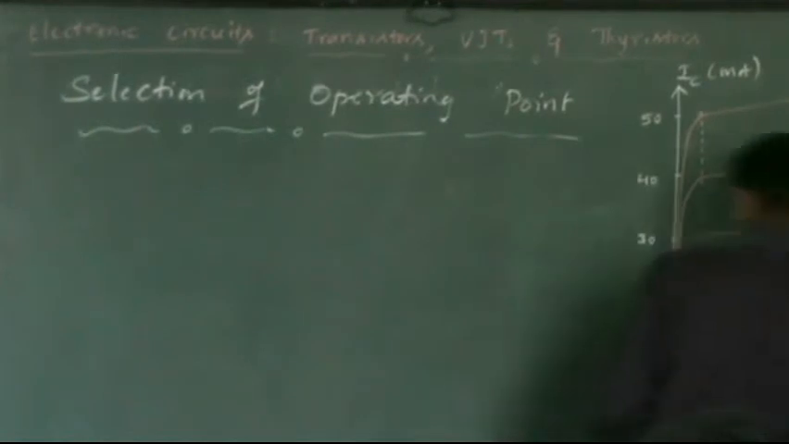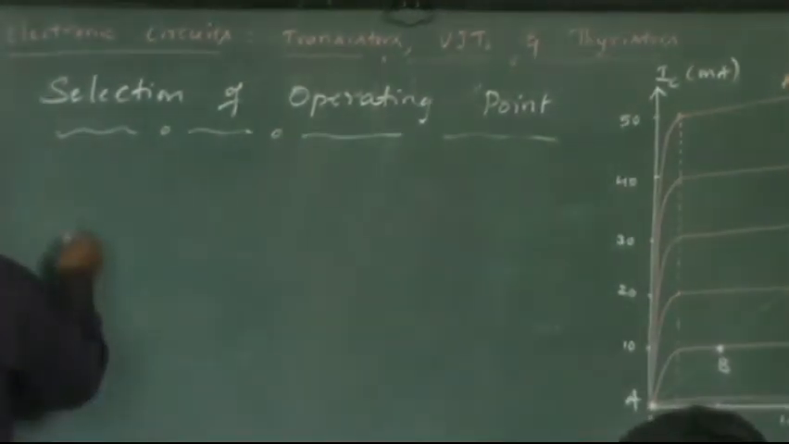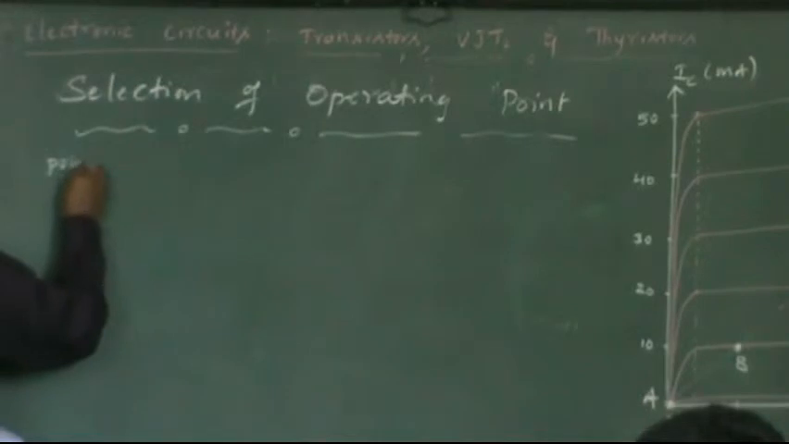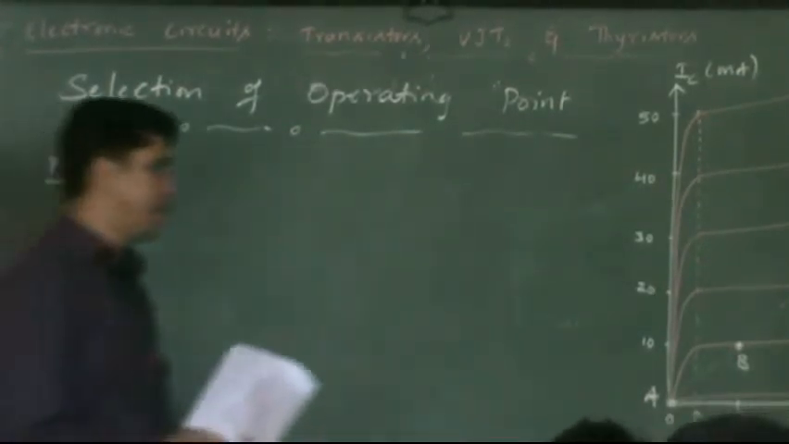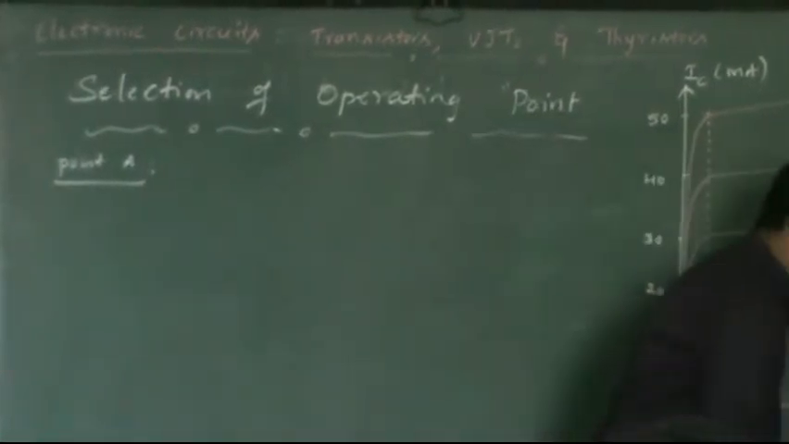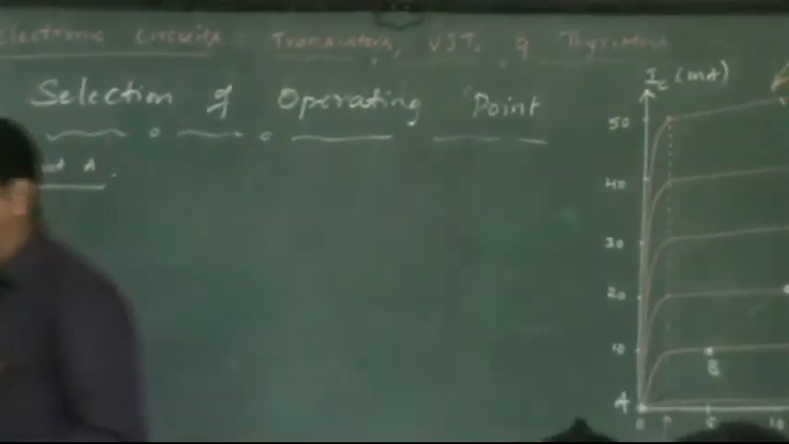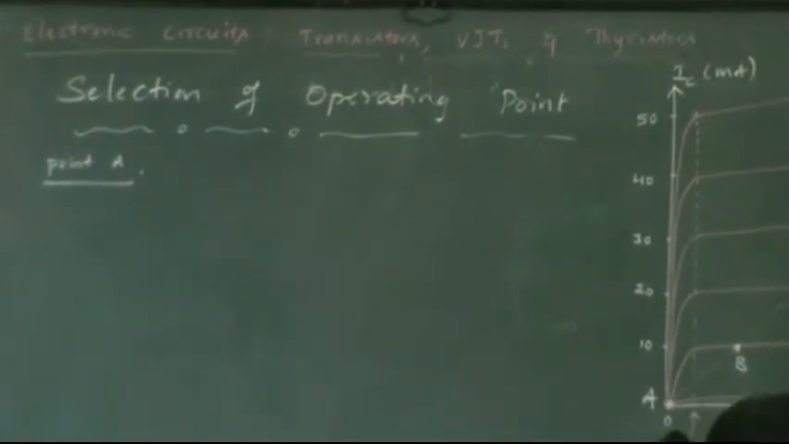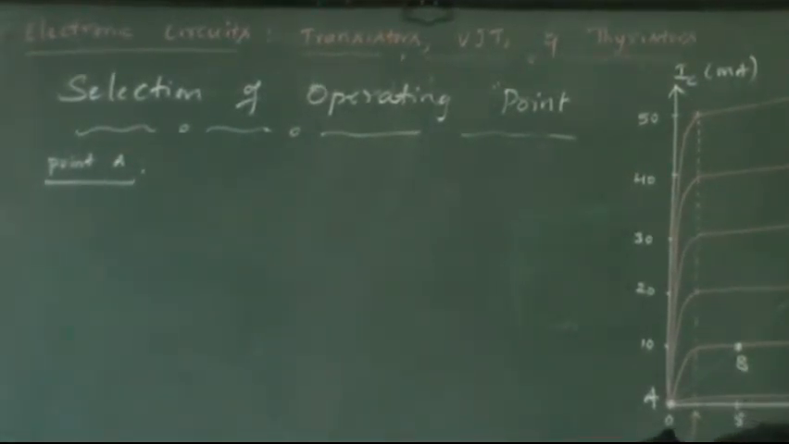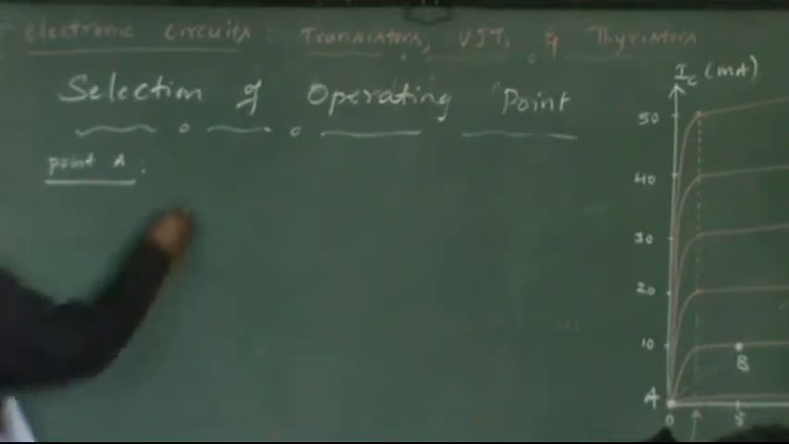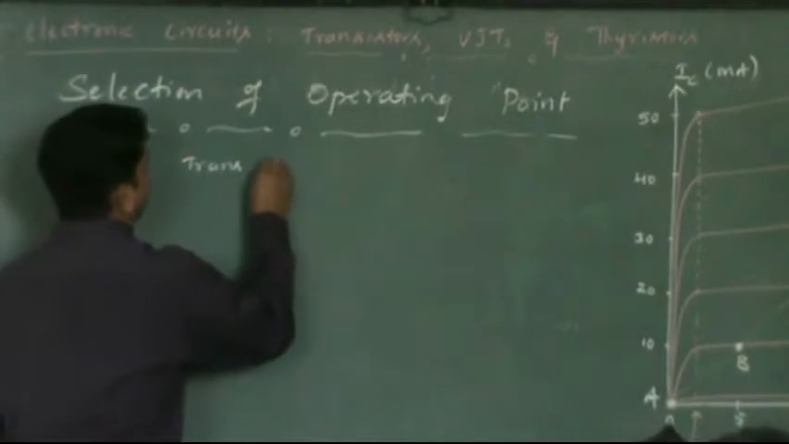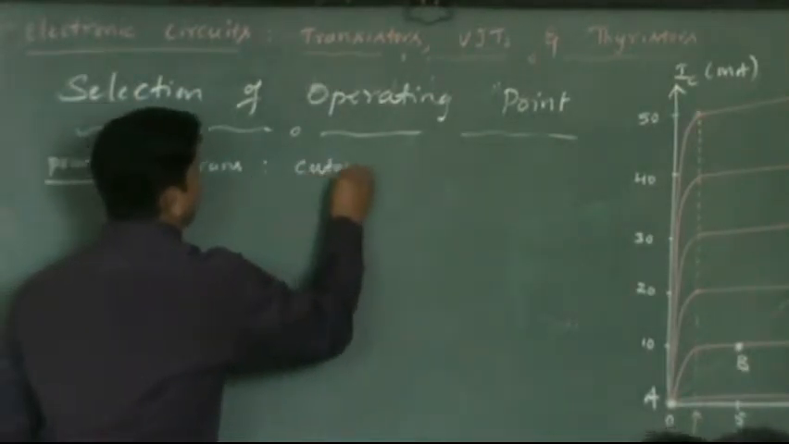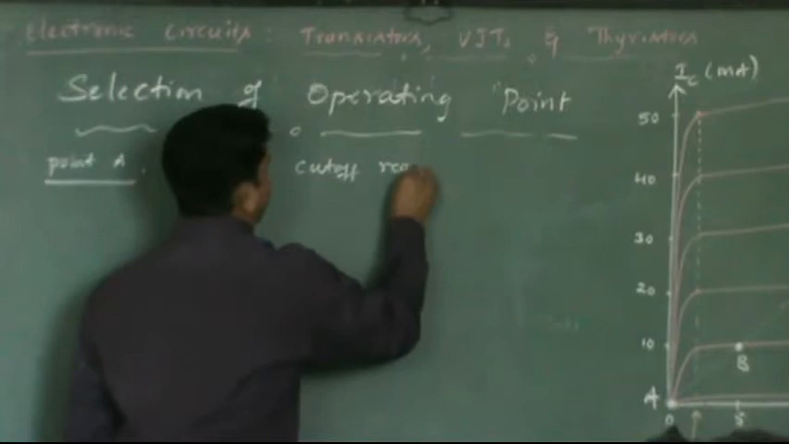Okay, so let us go through that here and explain one by one. What happens if I select an operating point, say for example point A? You must give a reason here why A is not a suitable operating point. What are the problems with respect to A? First of all, in A, where VCE is 0 and IC is 0, that region is the cut-off region. So the BJT, the transistor, is in cut-off region, so this is not a suitable operating point.